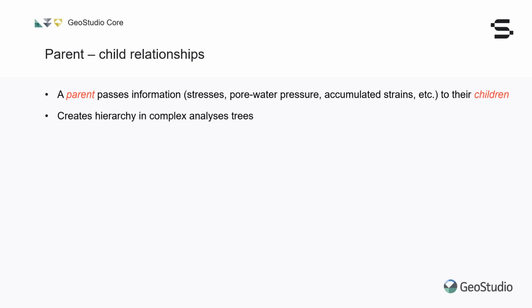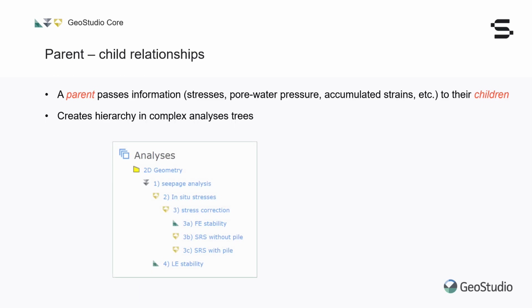This helps create hierarchy and structure in a complex analysis tree, where many analysis types might cohabit and share information. So for example, in this analysis tree, all the analyses displayed share the same geometry. The seepage analysis sits one hierarchy level higher in the analysis tree than the in-situ analysis. As such, the seepage analysis acts as the parent, while the in-situ analysis is the child. The in-situ analysis can then inherit certain features of the seepage analysis, in this case, pore water pressure conditions. We can define this when defining each analysis.